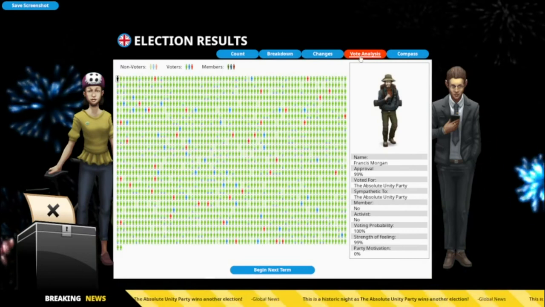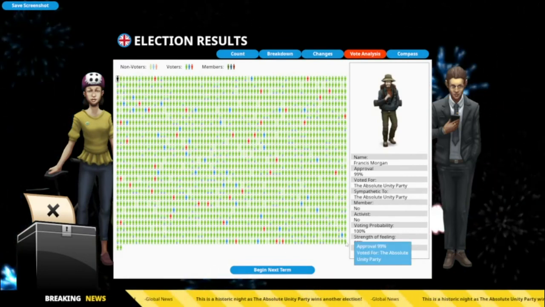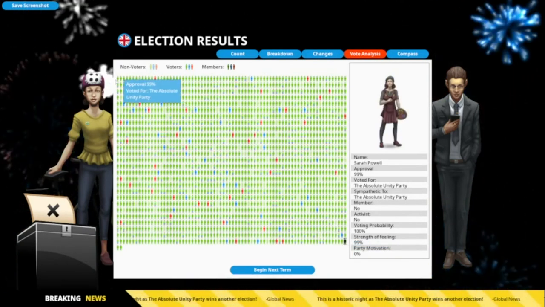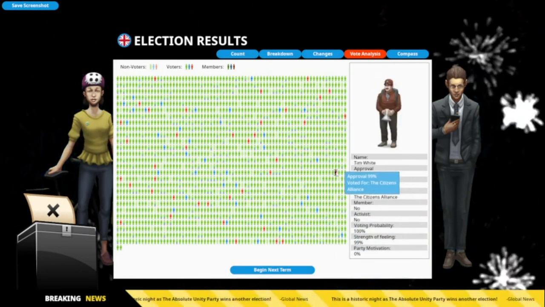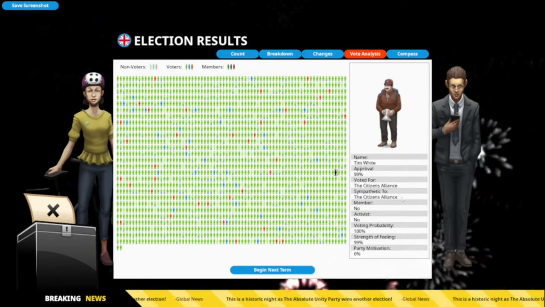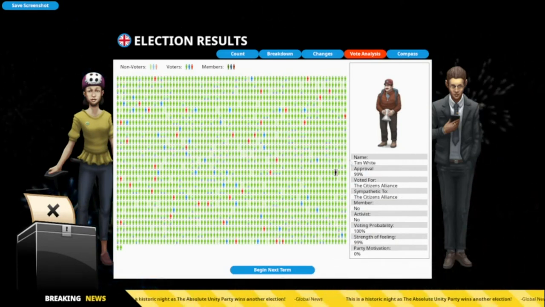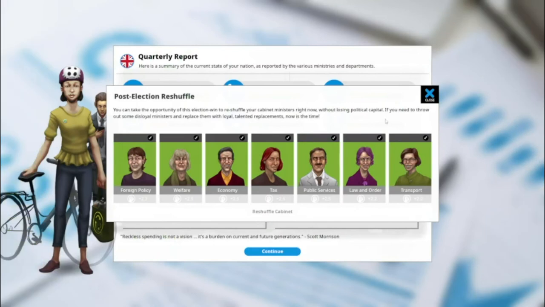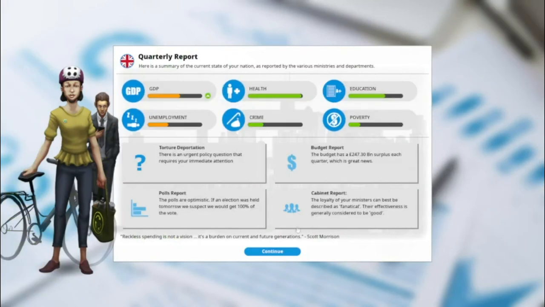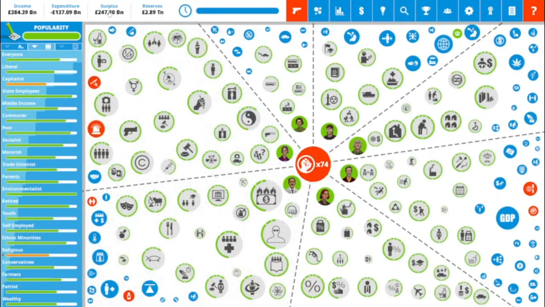Things just seem to be fixing themselves, though. Oh, look, though. Everybody approves of us. I mean, some people chose not to vote for us, totally approves of us, but sticking with his party loyalties. And we're a capitalist and liberal. Don't want to reshuffle the cabinet. We've got so much now in surplus.